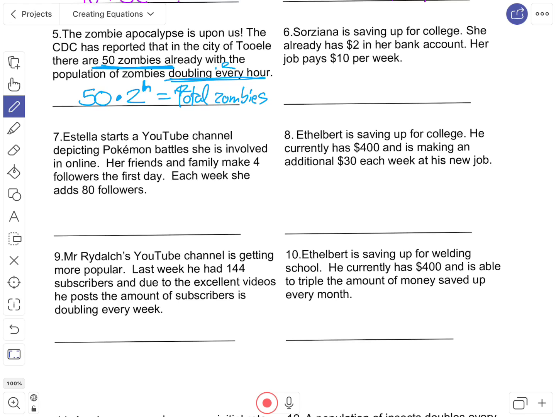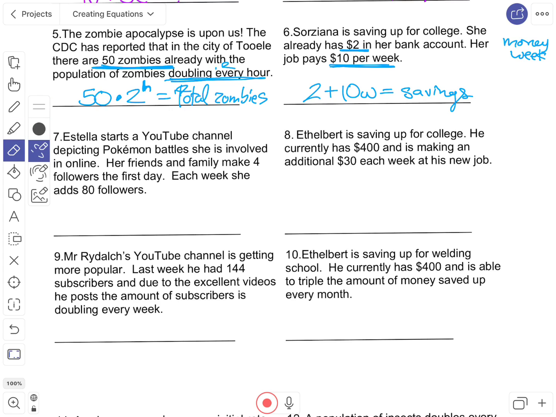So what are we dealing with? Well, we're dealing with some money, right? Her savings. And she's earning it per week, so we're dealing with weeks. So how much money does she already have? She's got $2 in her bank account, and she's hoping to earn 10 per week. So to that bank account, we're adding 10 per week, and that's going to get her total savings in there, isn't it? Now I could put just S for savings if I really wanted to. That would be just fine to do.